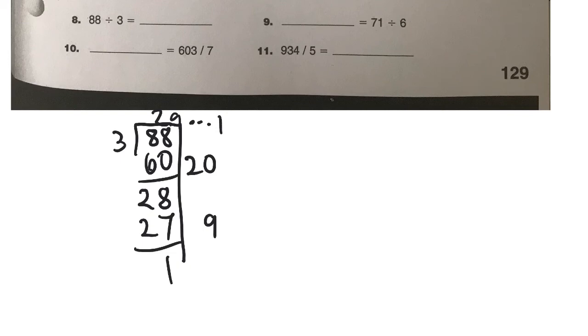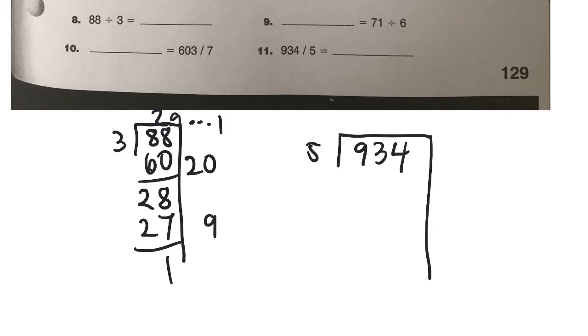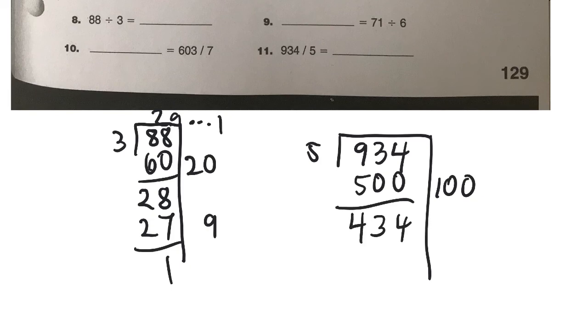Remainder 1. Why don't I also try number 11, putting 5 into 934, and start with a nice even number, 100. And I've got that much to go. Now, if I do another 100, it's going to be too much because I only need to go to 434. So what you can be asking yourself here is, can you get to 400? 5 times what would give you 400? I know 5 times 8 is 40, so I'm going to go 80.